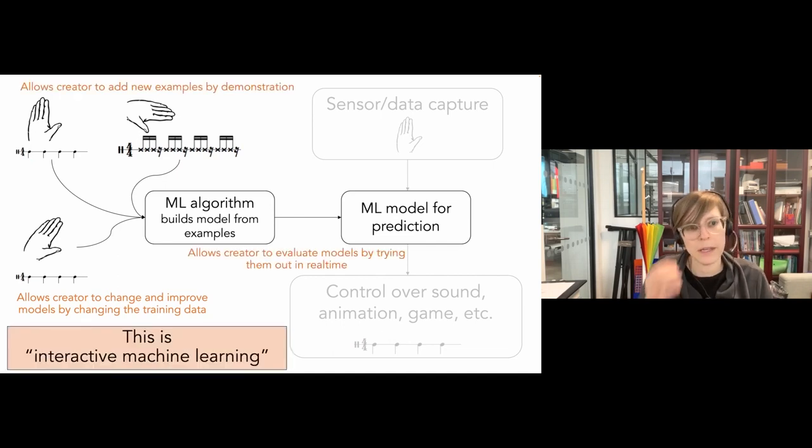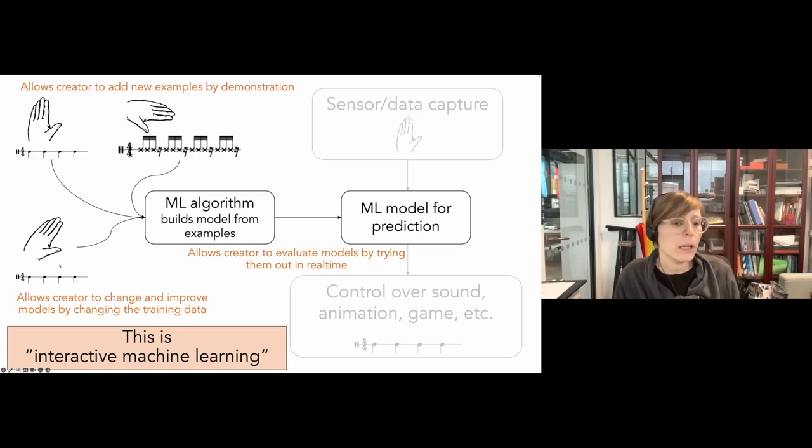Now, each of these things, allowing people to add new examples in real time by demonstration, allowing people to evaluate models by trying them out, and allowing people to change and improve models by changing the training data, are all pretty unconventional things that are not usually allowed in conventional machine learning software.